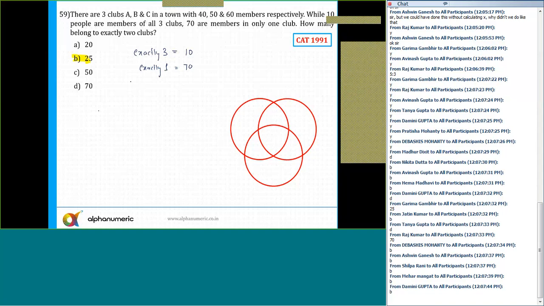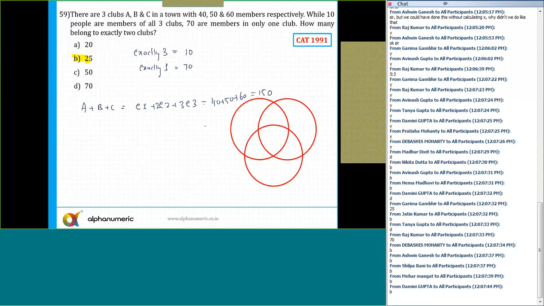We know that when I find A plus B plus C, it is always equal to exactly 1, plus twice the number of members in exactly 2, plus thrice exactly 3, isn't it? And this value is given as 40 plus 50 plus 60. And 40 plus 50 plus 60, that is 90 plus 60, that is 150.